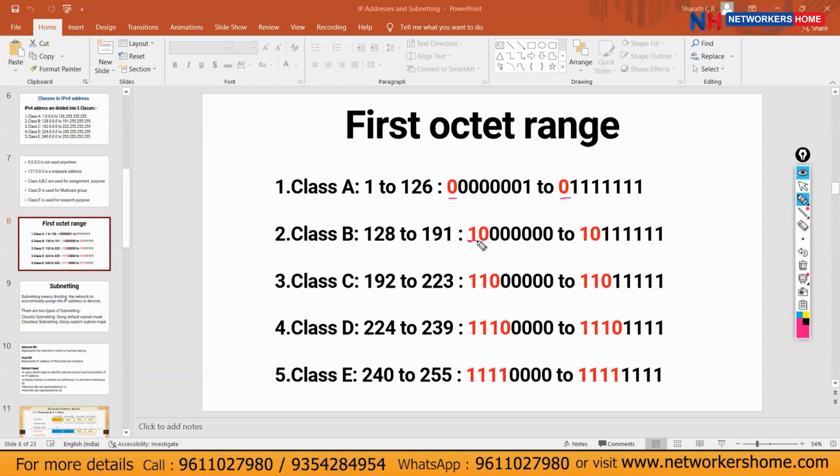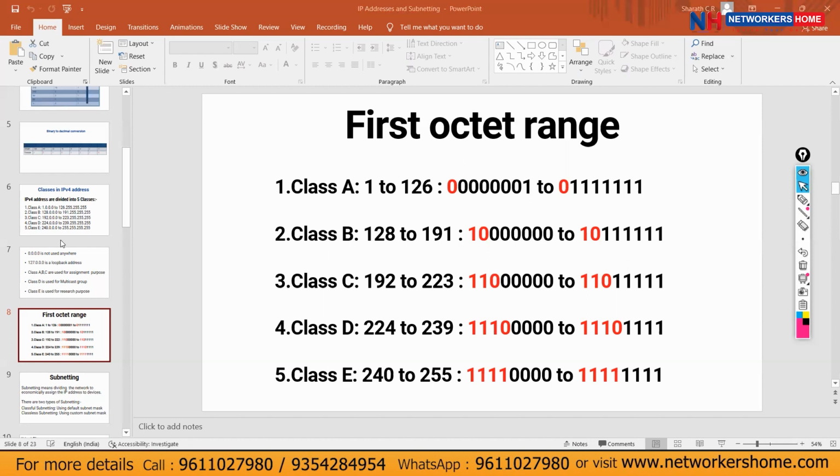In this, first two bits are same. Okay. Class C 192 to 223. First three bits are same. Class D 224 to 239. First four bits are same. Class E 240 to 255. Again, first four bits are same. Make a note of this.